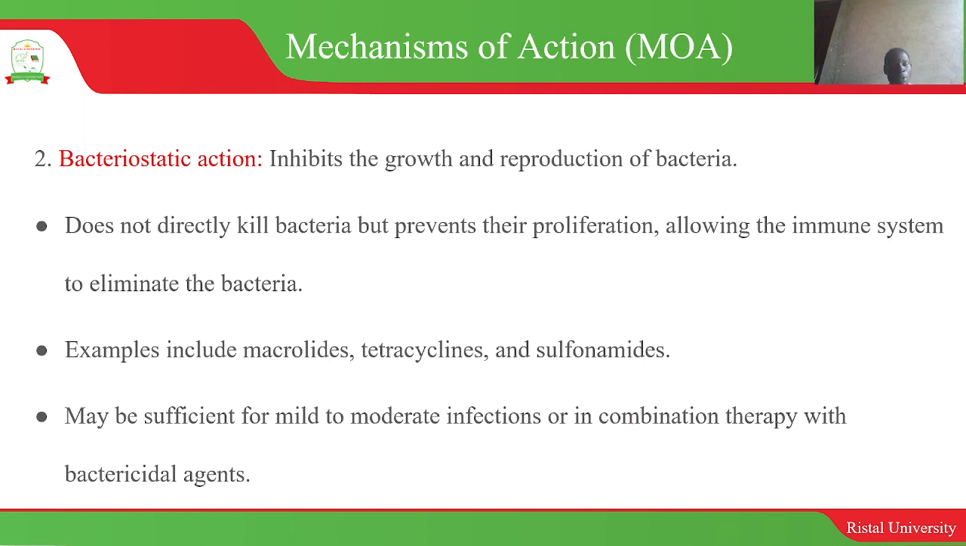Let's look at the second group, the bacteriostatic drugs, bacteriostatic action. These inhibit the growth and reproduction of the bacteria. So they don't kill the bacteria like the bactericidal medications, but they just inhibit the growth and reproduction of bacteria, thereby limiting their expansion. It does not directly kill bacteria but prevents their proliferation, allowing the immune system to eliminate them. If the bacterial growth has been halted, the body's immune system comes and gets rid of the bacteria because they will not be multiplying in large numbers.